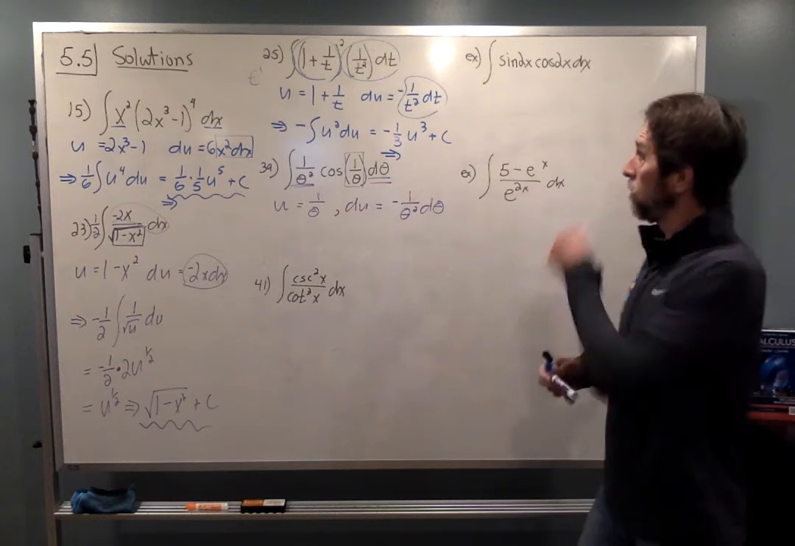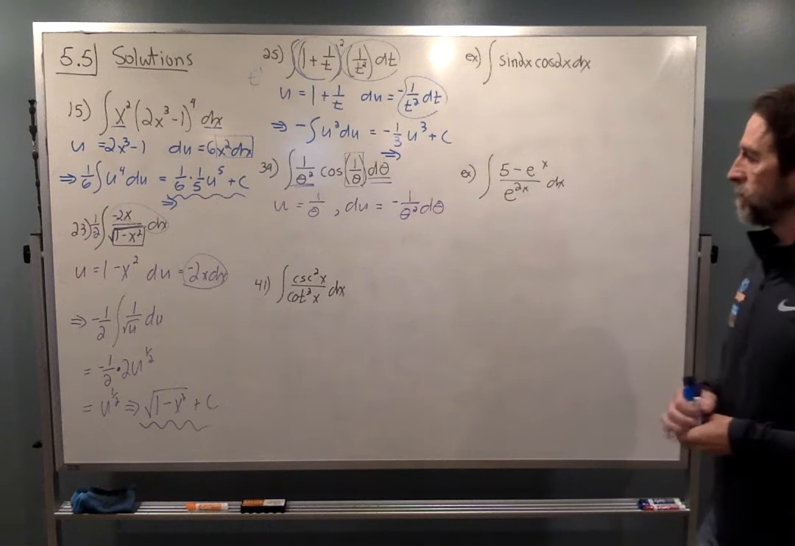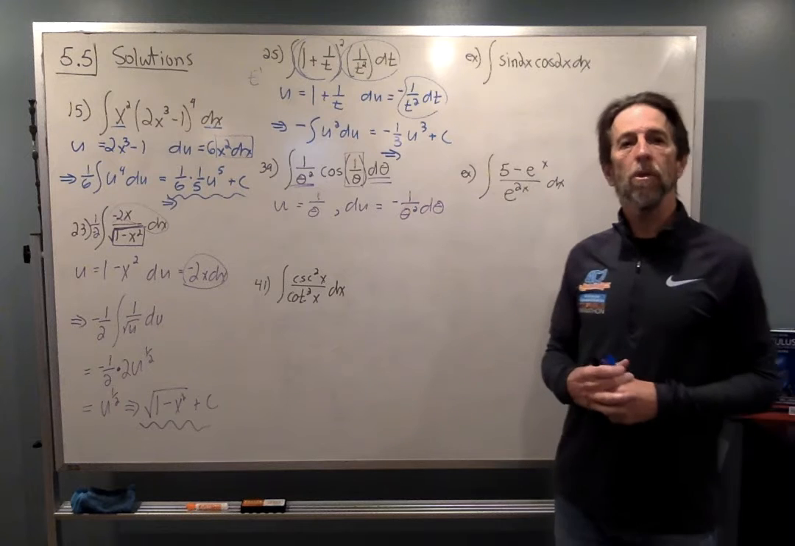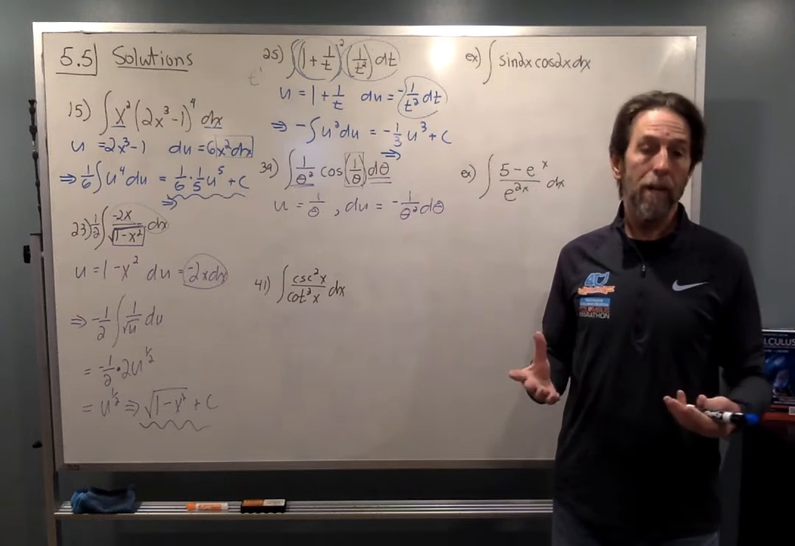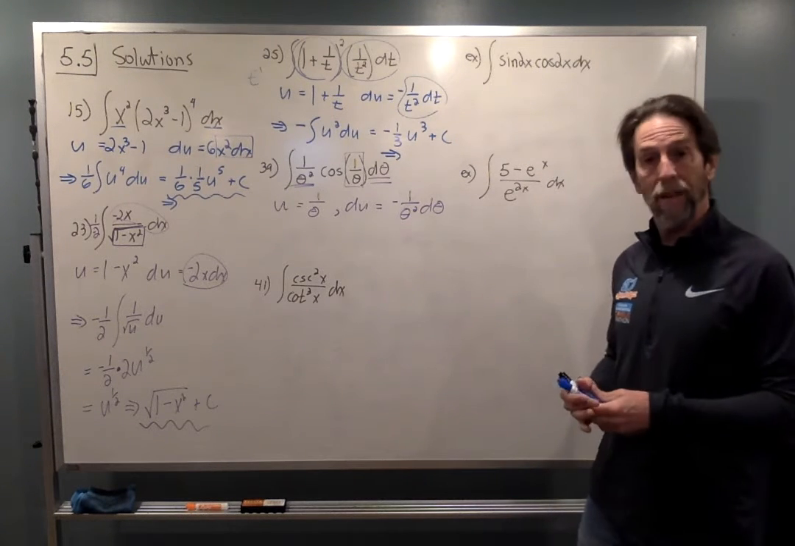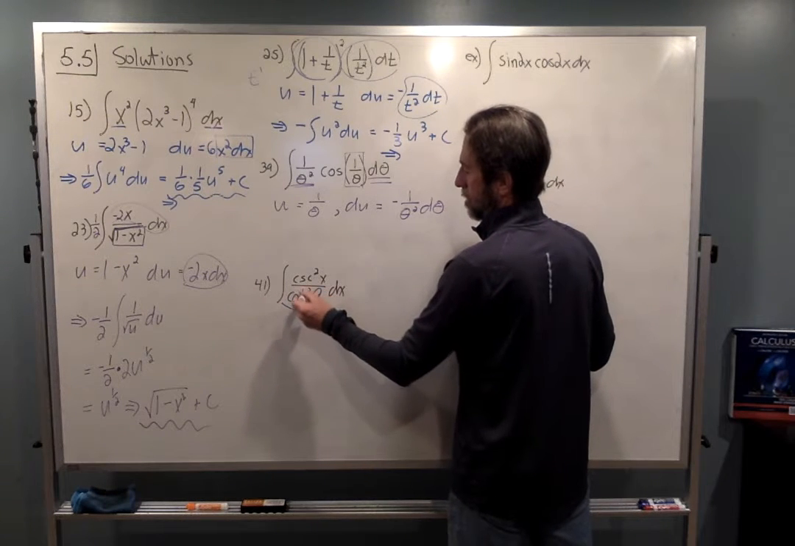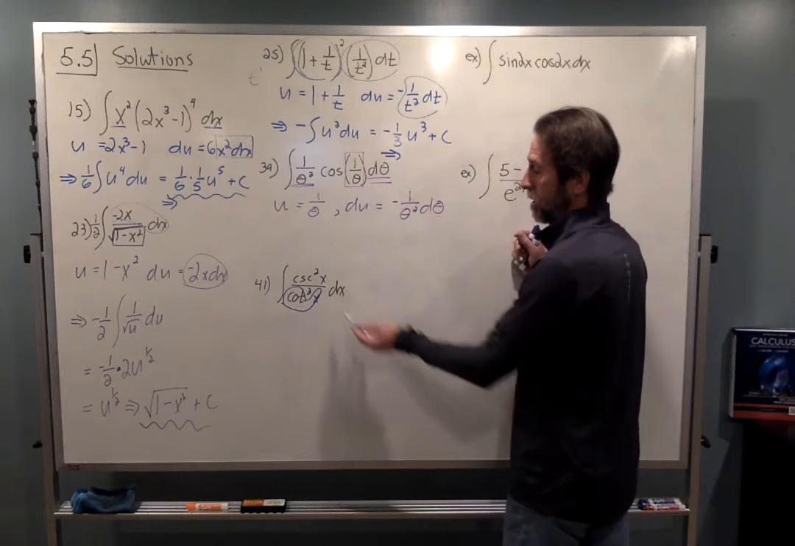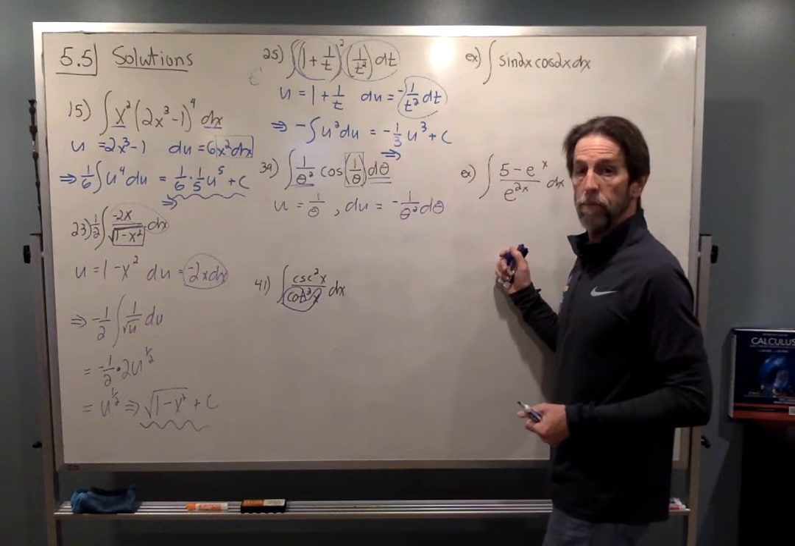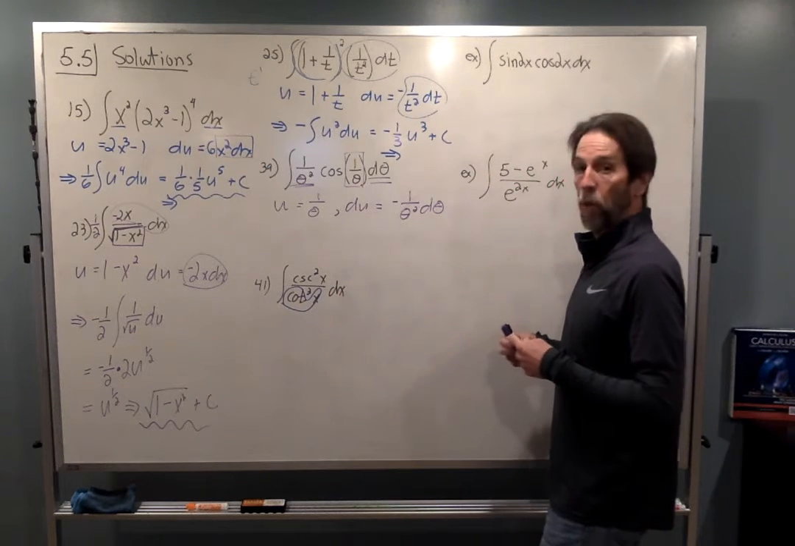Moving on to 41, we get into some trig functions. And we really have to know the derivatives of trig functions in order to be able to find integrals of these types of more advanced functions. What I notice is that the derivative of cotangent is negative cosecant squared. It's one of the formulas we should definitely be aware of.